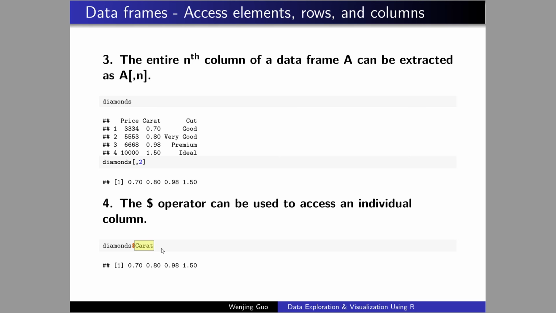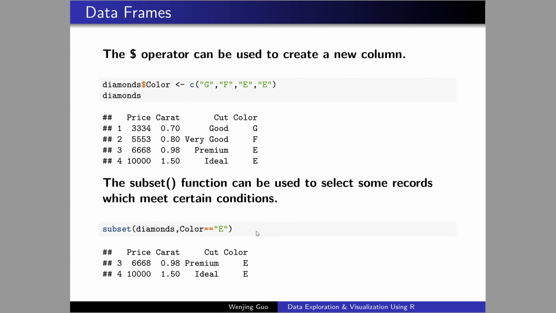It's the variable name. The dollar operator can also be used to create a new column. For example, we want to create a new column named color in diamonds. We can use this R command. By typing diamonds in R, R returns this new dataset, which includes the color variable.